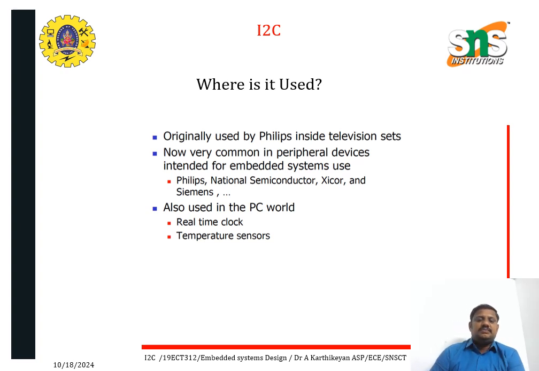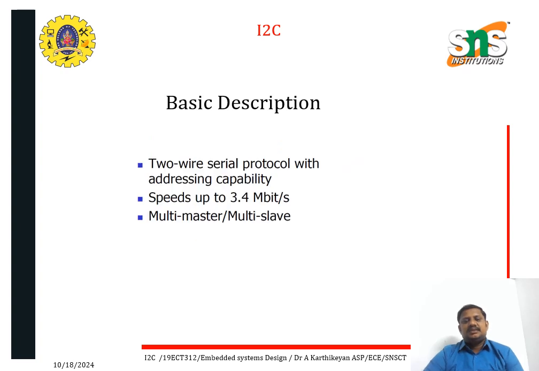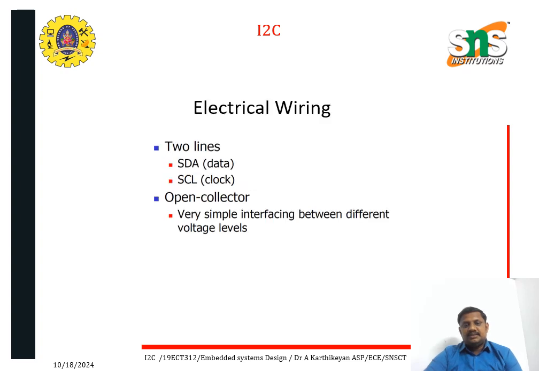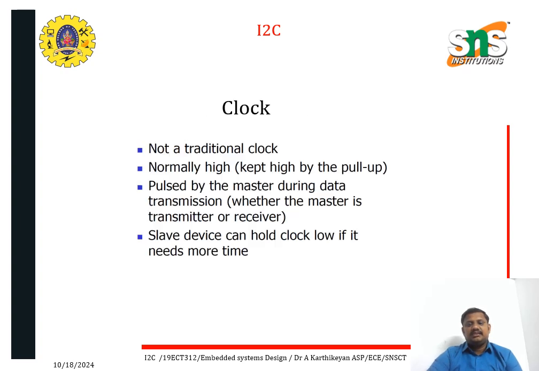In the PC world it is also used for real-time clocks and temperature sensors, which are I2C devices. The basic description: two wires of serial protocol with addressing capability, a speed up to 3.4 Mbps, that's megabits per second, and multi-master and multi-slave operation is possible to interconnect devices. The basic electrical wiring has SDA and SCL, the data and clock lines, which interlink the devices. Open-drain outputs are used, and it is very simple to interface between different voltage levels.